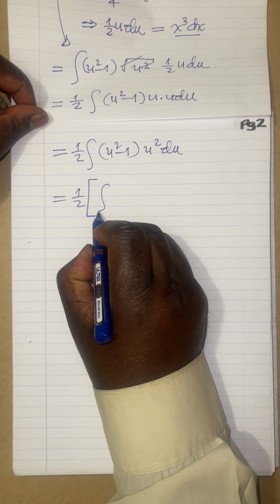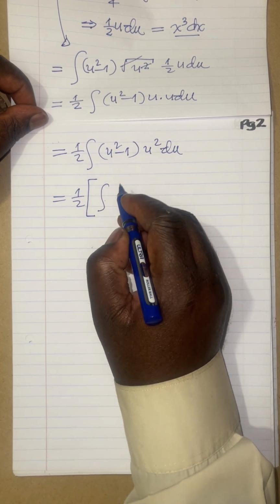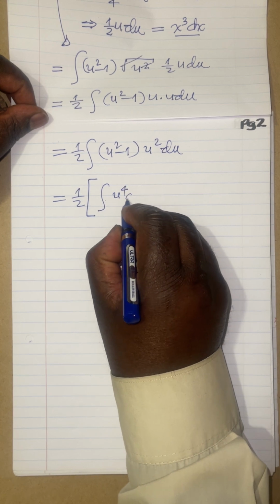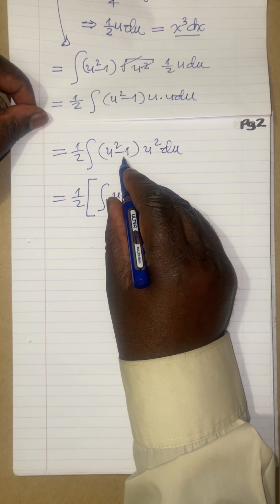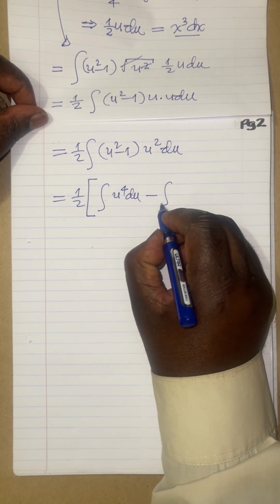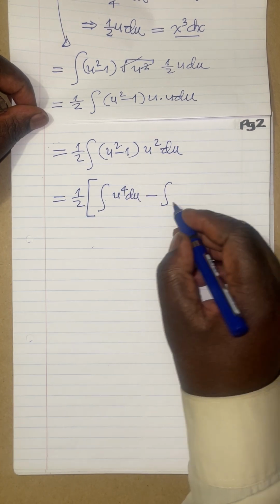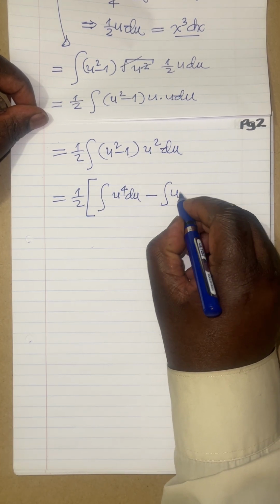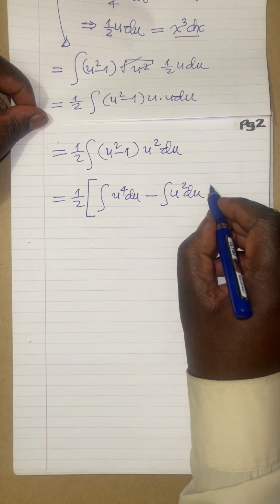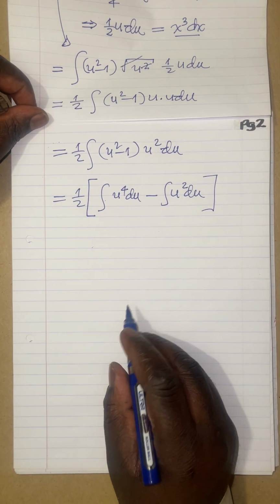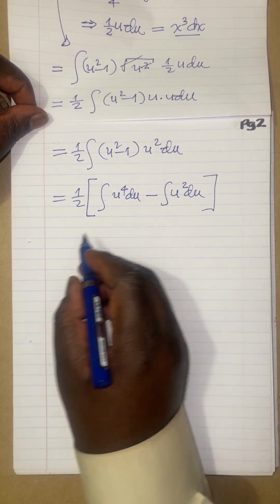I'm going to say the integral of u squared times u squared is u to the power 4, and then I have du, and then I have minus the integral of u squared times minus 1, obviously it's going to be minus u squared, and then I have du, like so. Now, evaluating these two integrals, very easy.